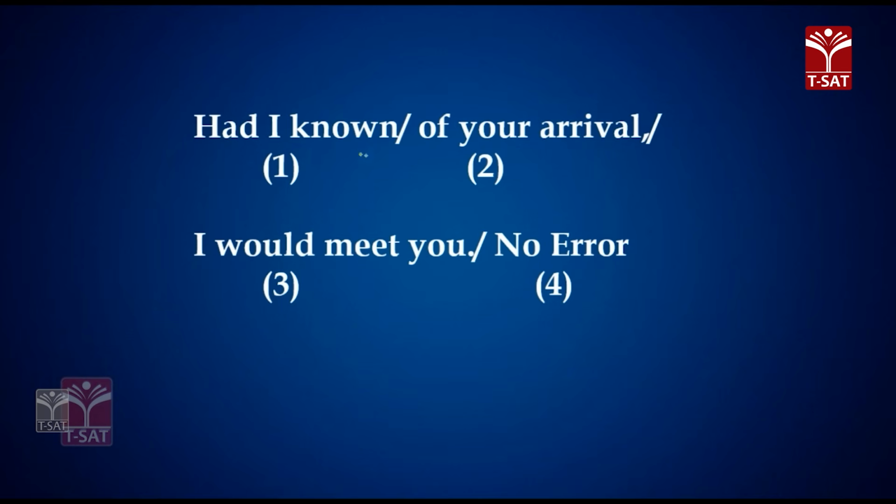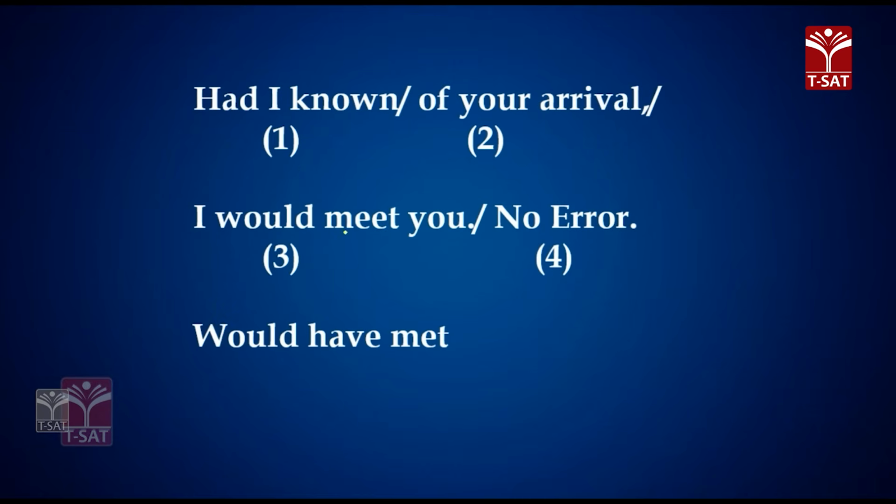And had I known of your arrival, I would meet you. This is the other way of conditional type 3, which is impossible. You can say, if I had known of your arrival, I would have met you. The other way is, had I known of your arrival, I would have met you. So, here you can say, had I known of your arrival. If you say, had I known, there is nothing wrong with the word order. Of your arrival, I would meet you. The problem with I would meet, it should be I would have met you. So, problem with 3 here.